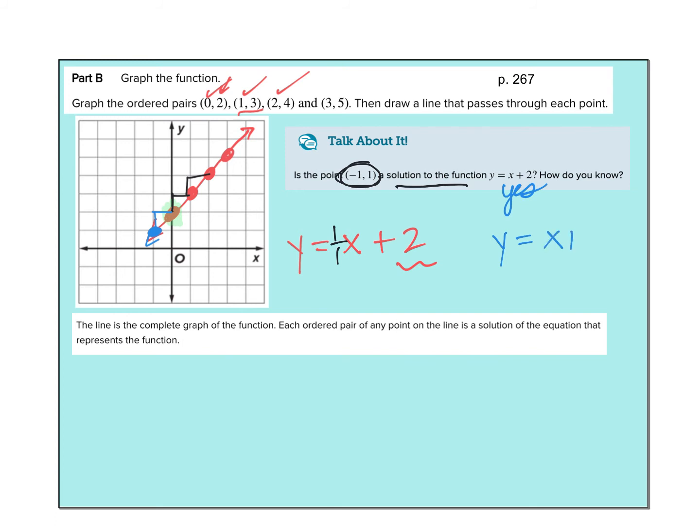So if you have your equation, and they said negative 1, comma 1, I'm going to take that negative 1, and I'm going to put that where the x is right here. And I'm going to take that 1, and I'm going to put it where the y is. And I'm going to see if it works. Well, let's see what happens.